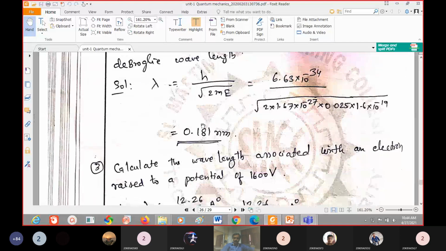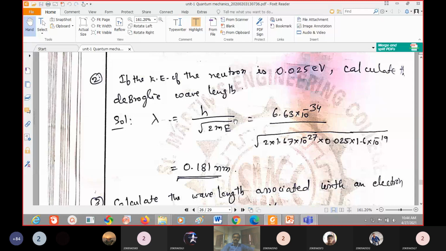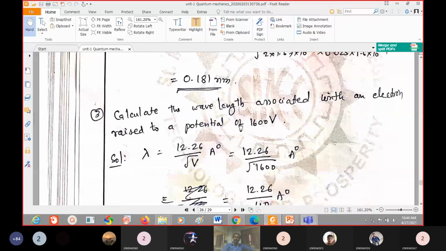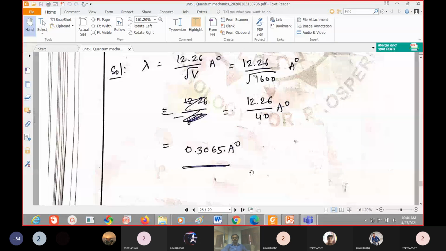We have calculated different lambda values already. If you are given kinetic energy, this is the formula. If you are given only the potential, the formula will be 12.26 by root v angstroms. If you substitute v is equal to 1600, we get 12.26 by 40 angstroms. If you simplify it, it is 0.3065 angstroms.